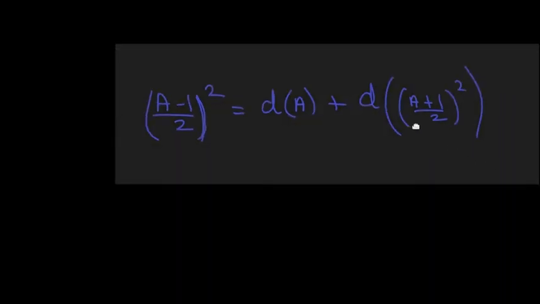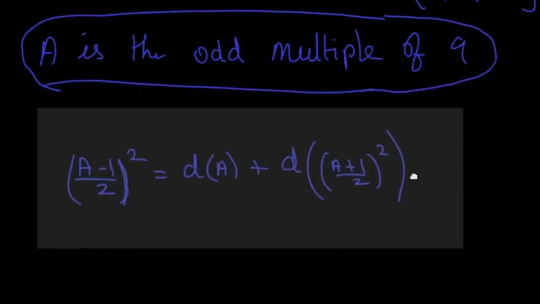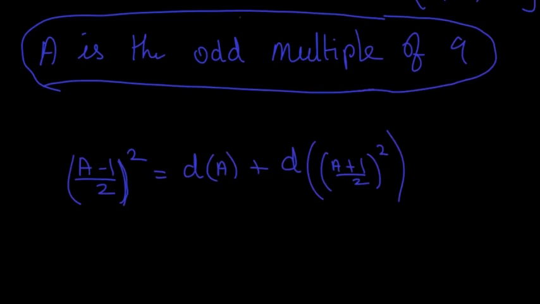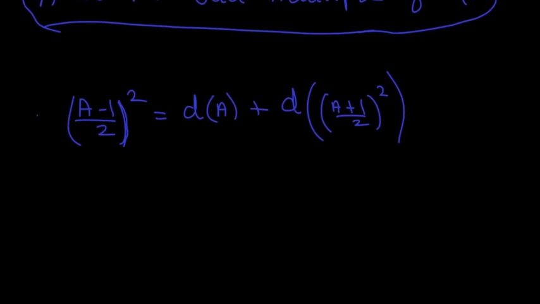Right? This equation has only one variable a, that is (a minus 1 by 2) whole square is equal to d of a plus d of (a plus 1 by 2) whole square, and a is an odd multiple of 9. A can be 9, 27, 45, anything. Right? Now consider this equation. This is the equation that we have now. Consider this, and let n of a be the number of digits in a.